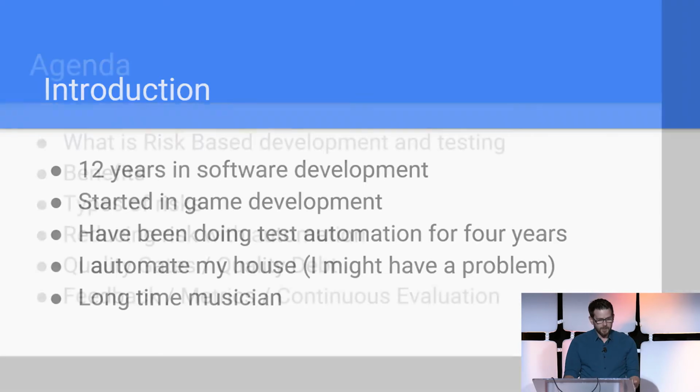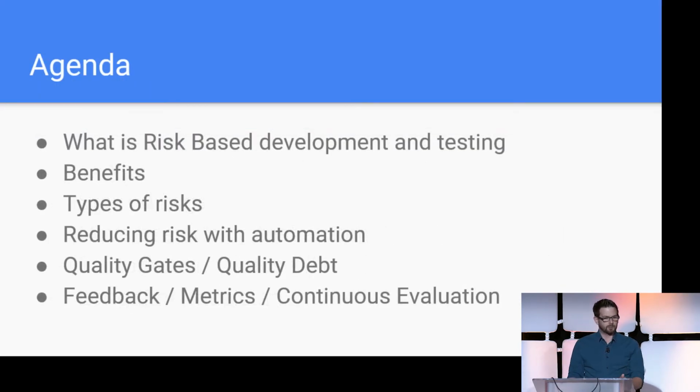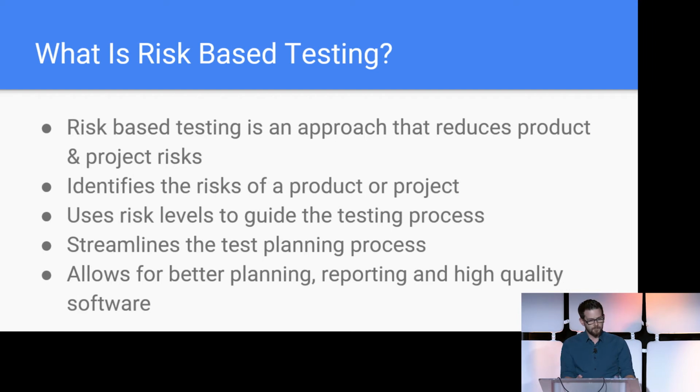So I'll be talking about what risk-based development and testing is, what the benefits are, what the different types of risks are, how to reduce these risks with automation, and setting up quality gates to help reduce what I call quality debt. Just like technical debt, you can have quality debt if you're releasing a lot of buggy releases. And then how to provide feedback, metrics, and continuous evaluation of your process to make sure you're testing appropriately, quickly, and efficiently.